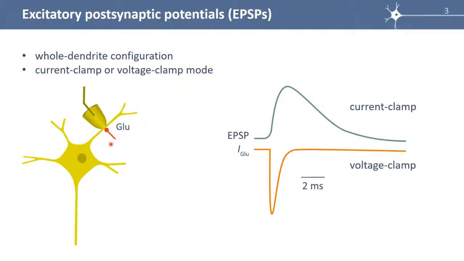Here we record the activity of a single synapse. The configuration is called whole dendrite because we are attached first to a dendrite and then a small hole is performed so that we have access to the whole dendrite. This is theoretical because it's very difficult to record the activity of a single synapse. But let's suppose we can do it.